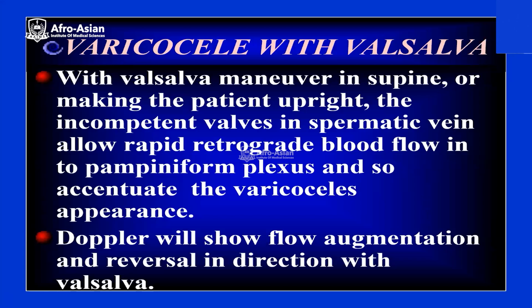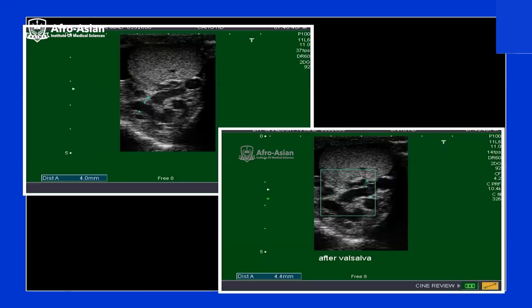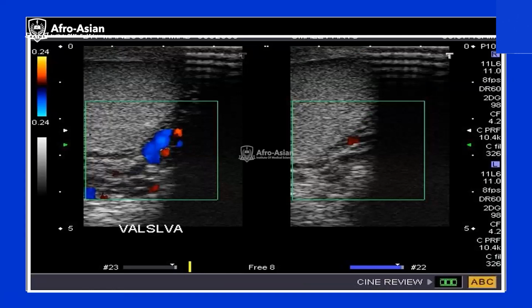with Valsalva maneuver in supine or making the patient upright, the incompetent valves in spermatic veins allow rapid retrograde blood flow in the pampiniform plexus and so accentuate the varicocele appearance. Doppler will show flow augmentation and reversal in direction with Valsalva. This is the normal and with Valsalva. Here we can see with Valsalva it is dilated.